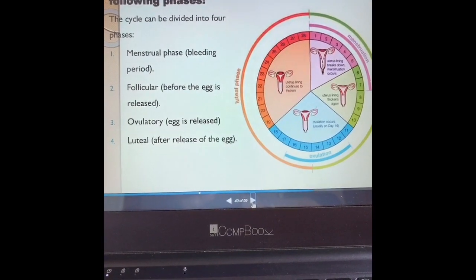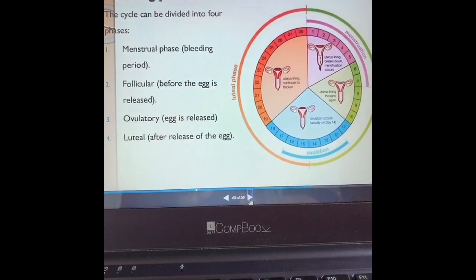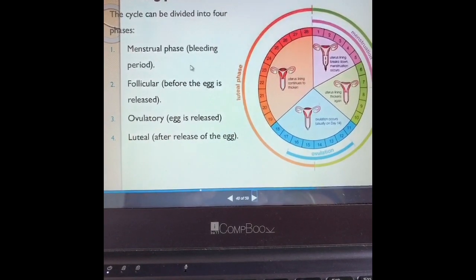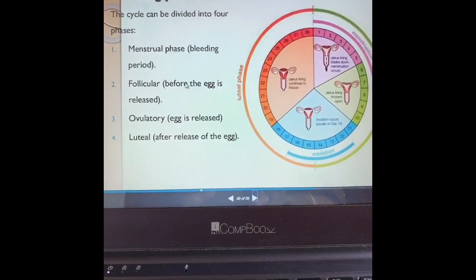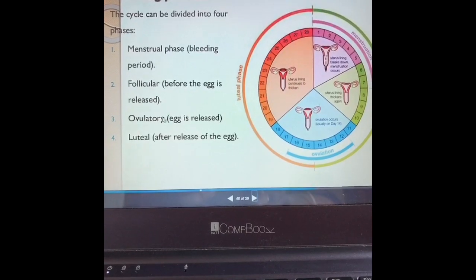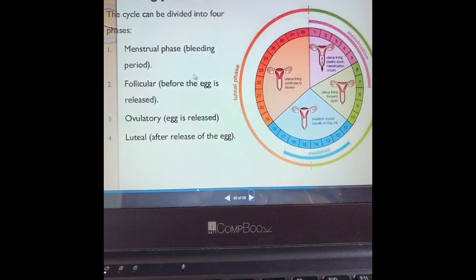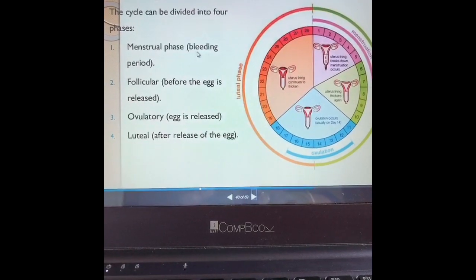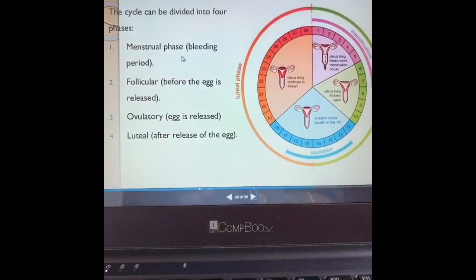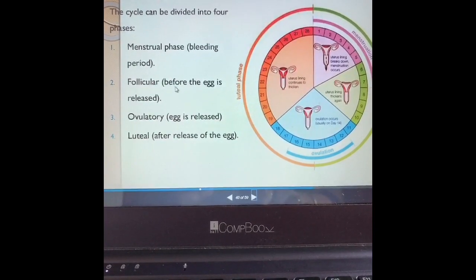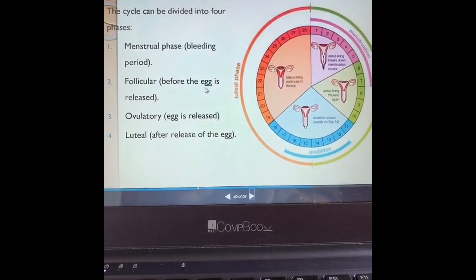The menstrual cycle has been divided into 4 phases, namely the menstrual phase, follicular phase, ovulatory phase and the luteal phase. In the brackets it's mentioned menstrual phase is the bleeding phase, and it also marks the beginning of the new cycle. Then is the follicular phase, before the egg is released.